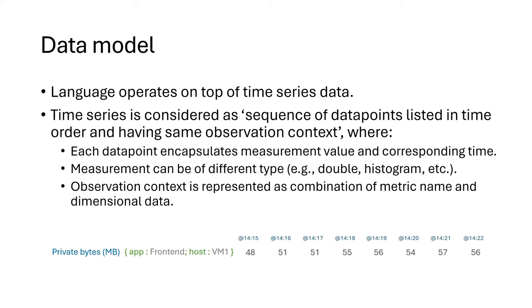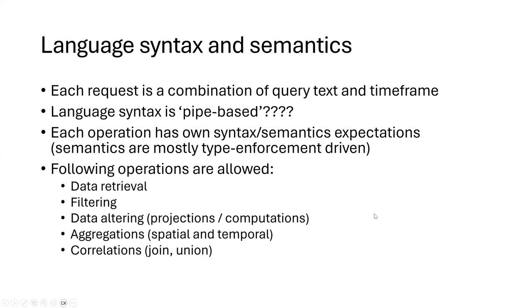Okay, data model. As I said, the language operates on top of time series data, where we consider a time series as a sequence of data points listed in time order and having the same observation context. A data point encapsulates a measurement value at the corresponding time. Nothing new. A measurement can be of different types: double, histogram, something else. Observation context, in our case, is represented as a combination of metric name and dimensional data. As you probably see here, this is an example of a time series in our world. Observation context: metric name private bytes, and then dimensional data: application frontend, host VM1. So this is the observation context and the sequence of measurements, in this case just double values. So that's the data model.